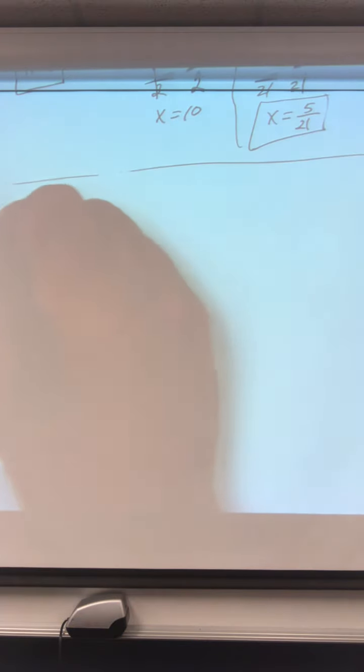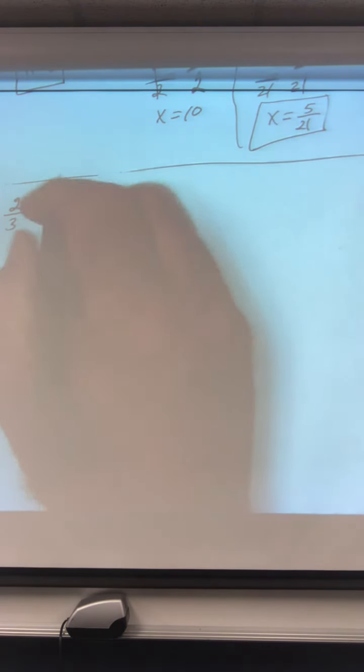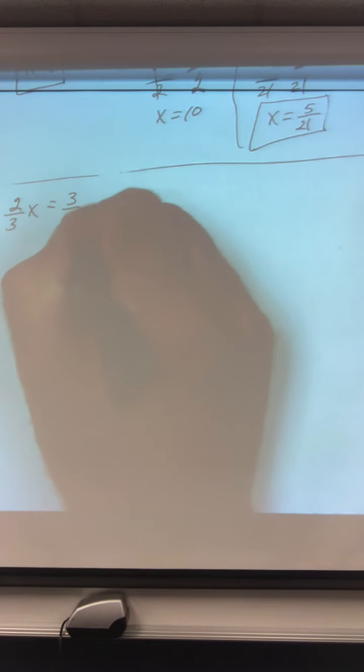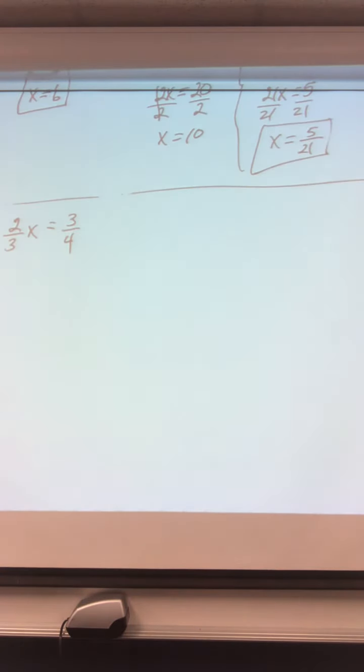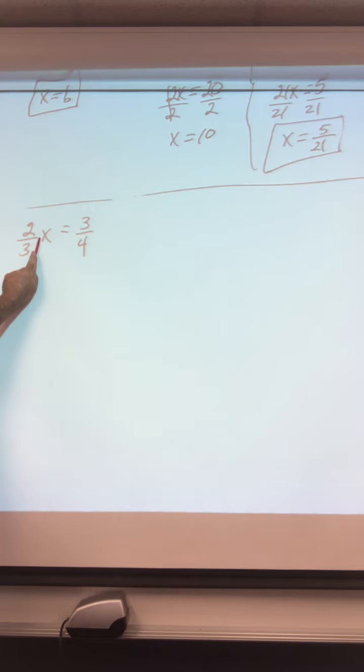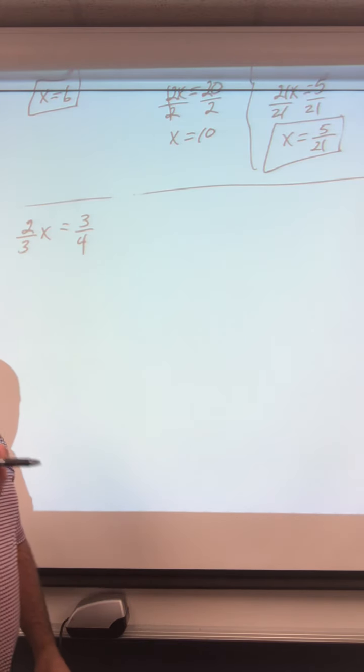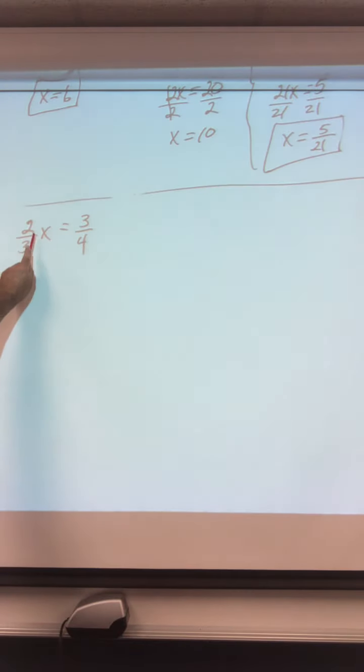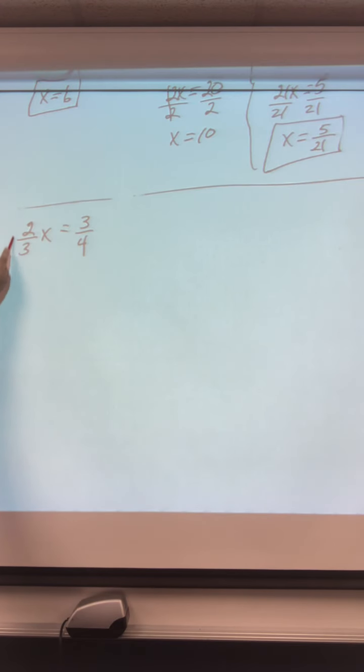Okay? Let's look at next example. 2/3 x equals 3/4. Now, two comments I want to make about this problem. First of all, the 2/3 x right here, that 2/3 x is one term. I know you see two things here, but this is multiplication. Remember we said multiplication's like glue. It holds a term together. If this was a plus or a minus sign, it would be two terms. So this is considered one term.